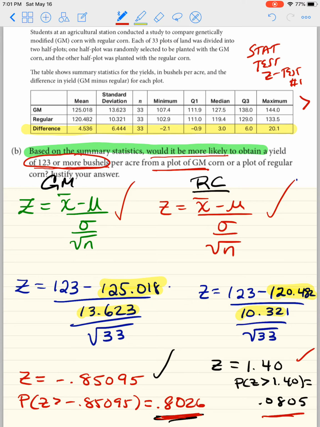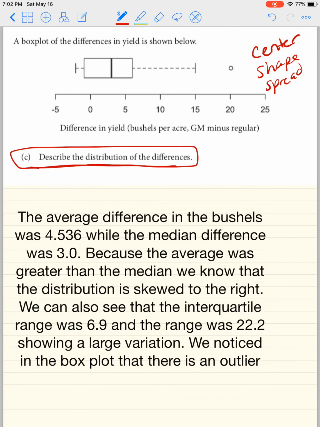So first, I have my average and I have my median. That's that guy, okay? We also have Q1, negative 0.9, and Q3, 6.0. If you subtract and get the IQR, 6.0 minus negative 0.9 would be 6.9. We also have the range, okay, which is the difference between 20.1 and negative 2.1. So we need to talk about center, shape, and spread.